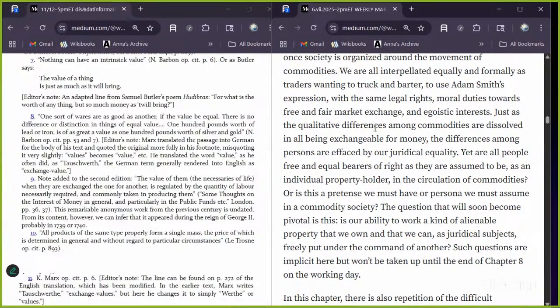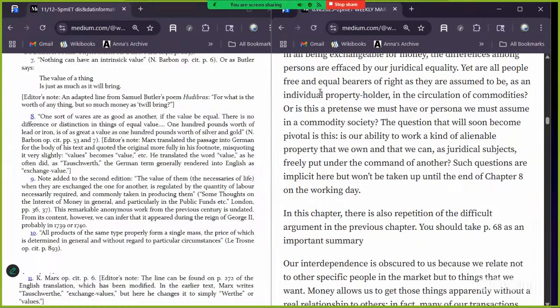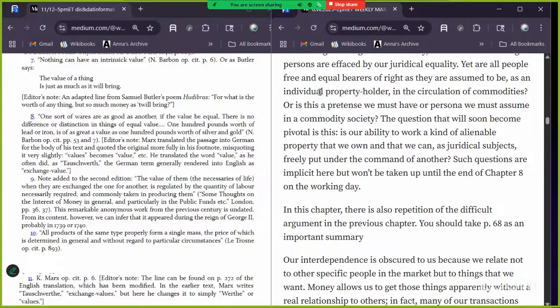Such questions are implicit here, but won't be taken up until the end of chapter 8, which is on the working day. So in this chapter, chapter 2, there's also a repetition of the difficult argument in the prior chapter. And so page 68 is an important summary.